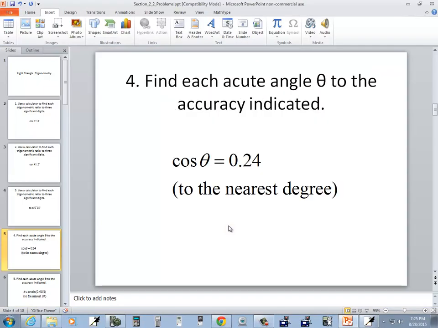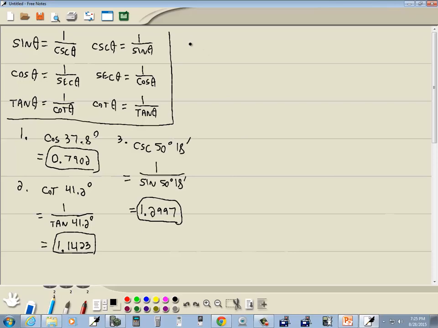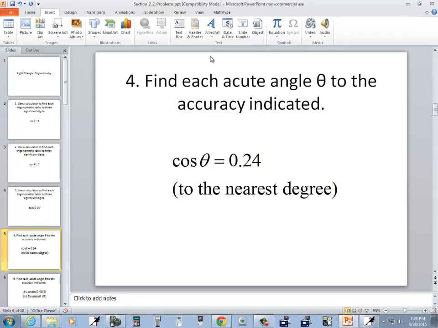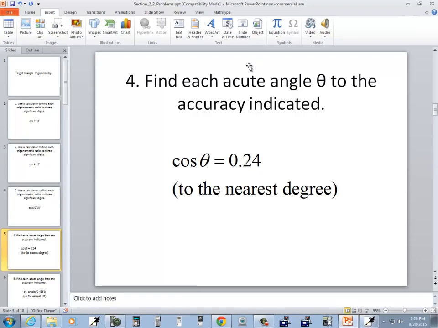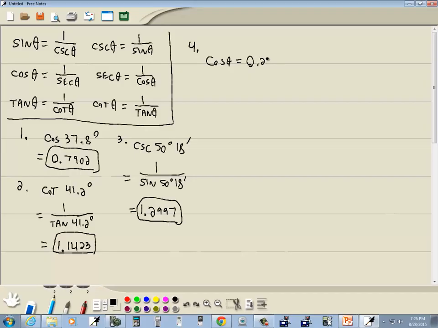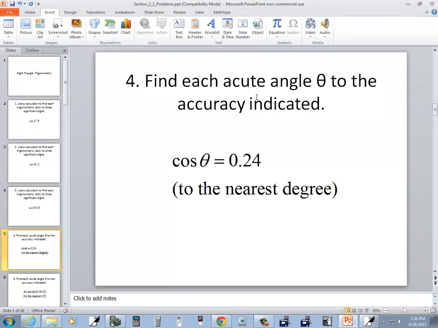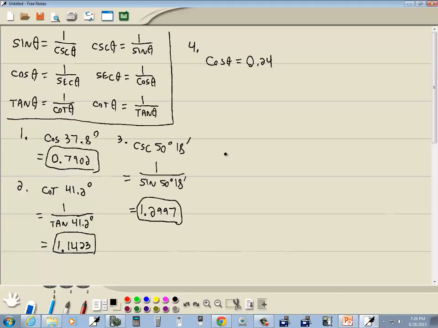Okay. Now number 4. We got cosine theta is equal to 0.24. The instructions say find each acute angle to the accuracy indicated. And we'll get down to the nearest degree here in a minute, but let's just take a look at this. So we want to find out what theta is.